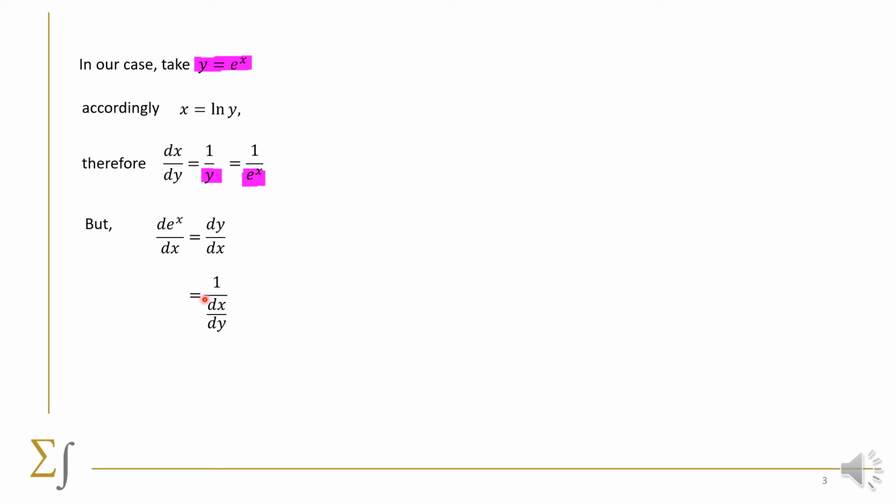So now can we replace dx by dy with its value in this equation, 1 over e power x? Yes. So we'll have 1 over 1 over e power x. So now we will have e power x up in the numerator, so the answer is equal to e power x. Thus, we reach that the derivative of e power x with respect to x is equal to e power x.